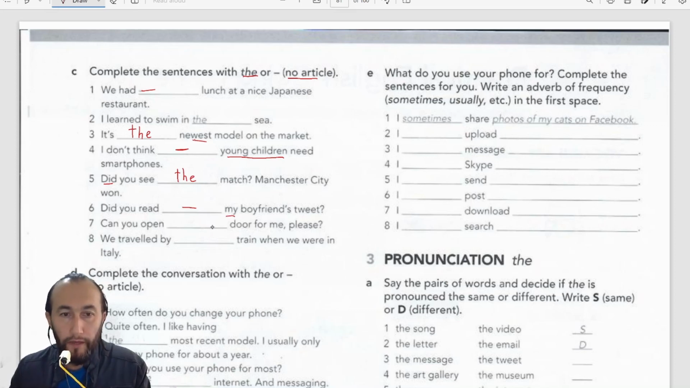Seven, can you open the door? So it's clear when we are inside a room or maybe in a flat, can you open? It will be "the door". It is known. It is clear. Can you open the door for me, please?